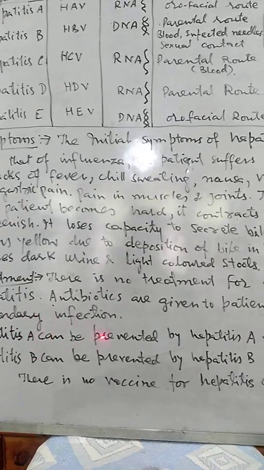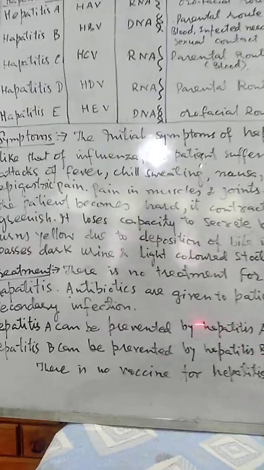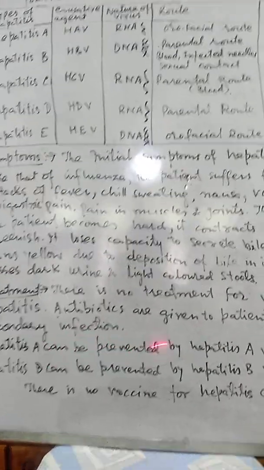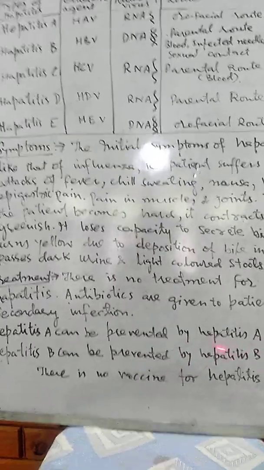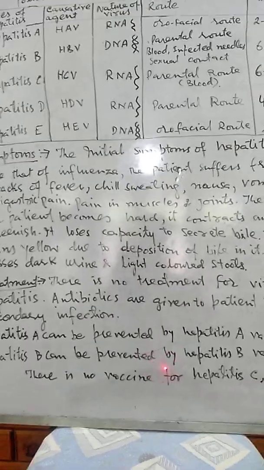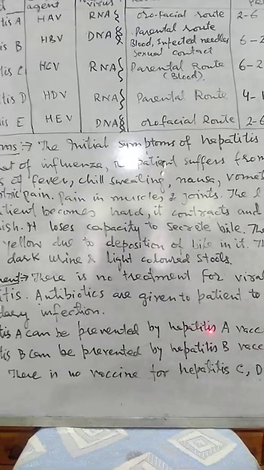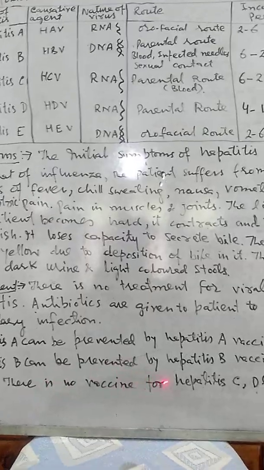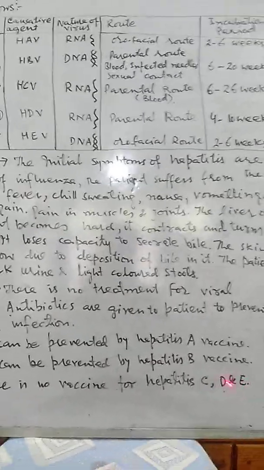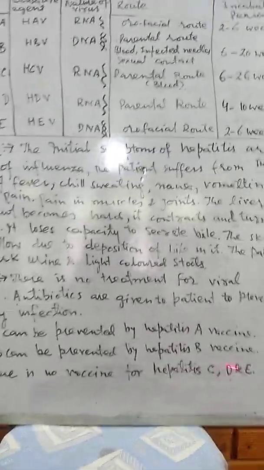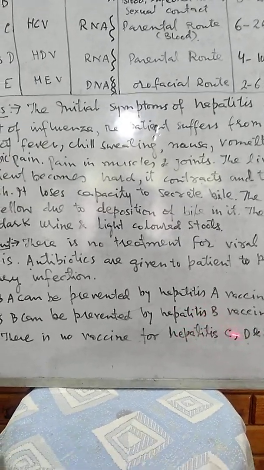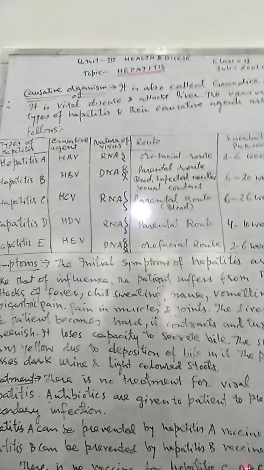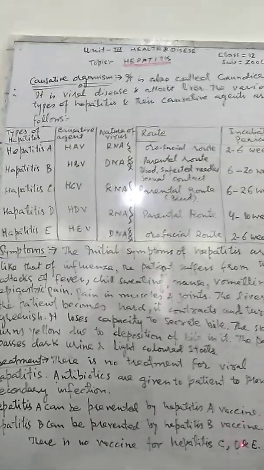Hepatitis A is prevented by the hepatitis A vaccine. Hepatitis B is prevented by the hepatitis B vaccine. There is no vaccine for hepatitis C, D and E, but research is continuing in this direction regarding the treatment of C, D and E. This was all about hepatitis. Thanks, dear.